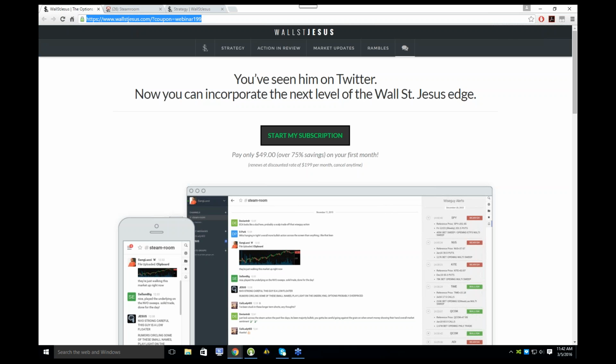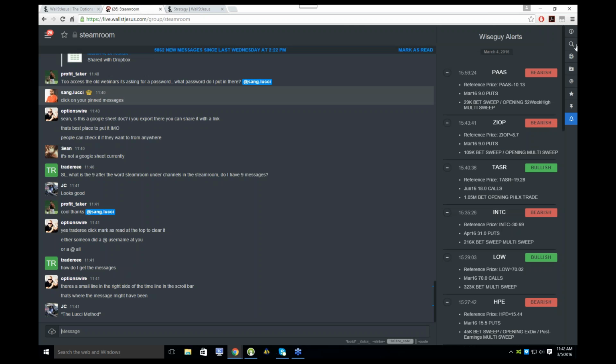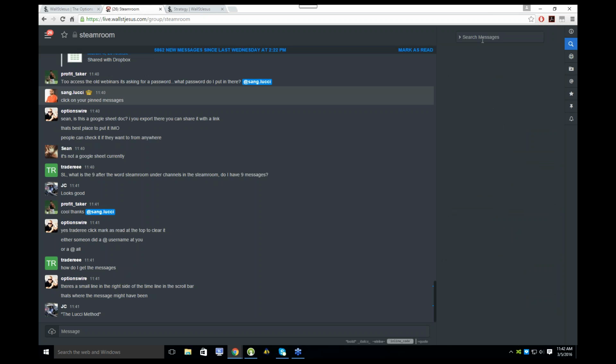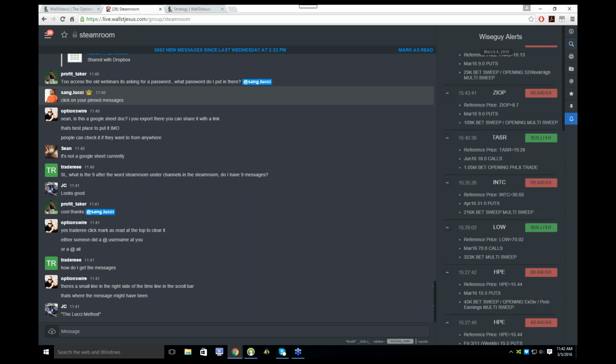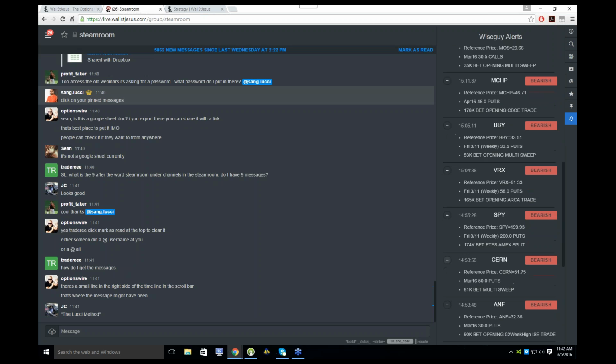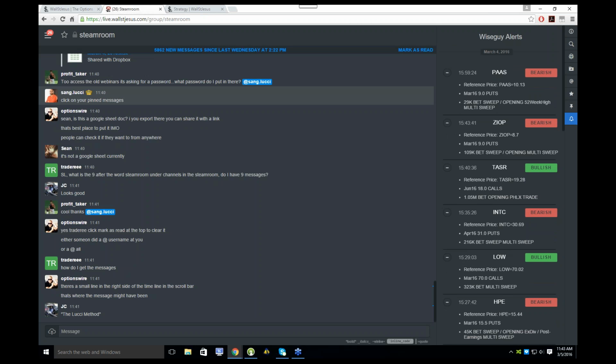They want to hop in, and the cool thing about the Steam room too is that you can search for a lot of stuff. You can search for activity. You can scroll through all these alerts and see what's going on. And you can scroll through certain people that you just want to follow, that you feel like have a good read on the markets. And things like that. And a lot more coming.